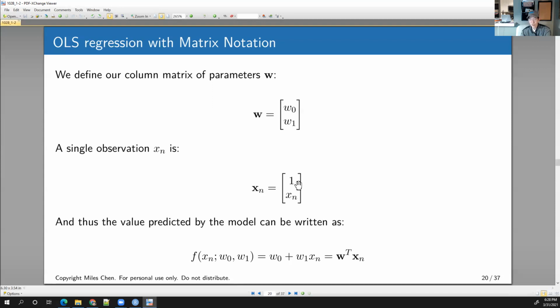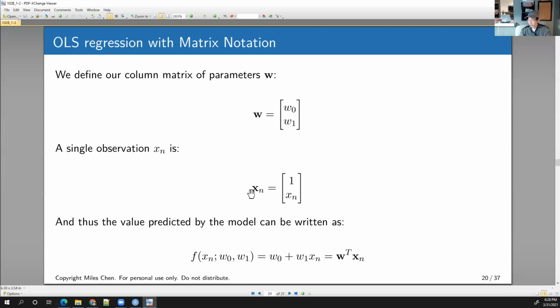Okay, and the reason why I have this 1 here is that I want to express our prediction, which is W0 plus W1 xn, as a matrix multiplication operation. Okay, and so if I do W transpose, that's going to turn that into a row, and times xn, this column. When I do that, and I have the row multiplied by the column, I'm going to get a scalar value, and the W0 multiplies by the 1, and the W1 multiplies by the xn.